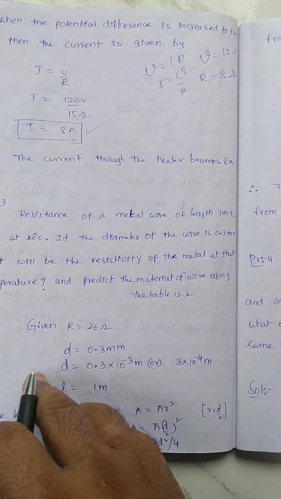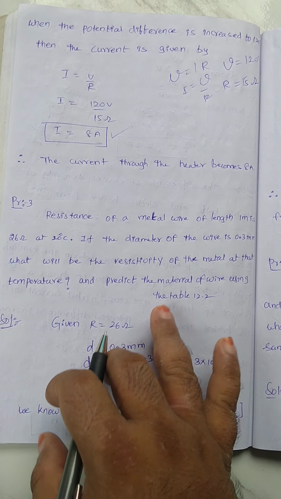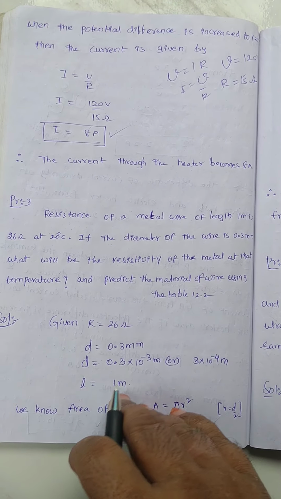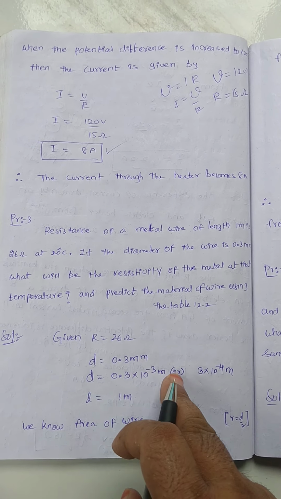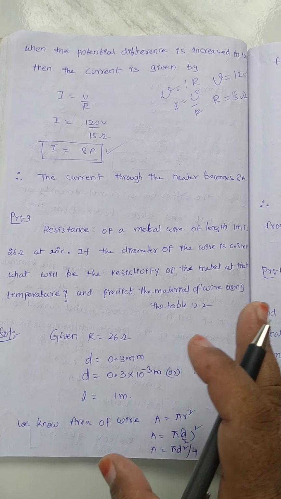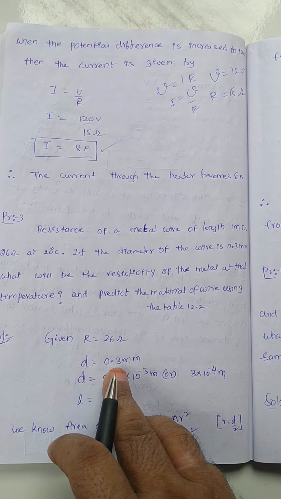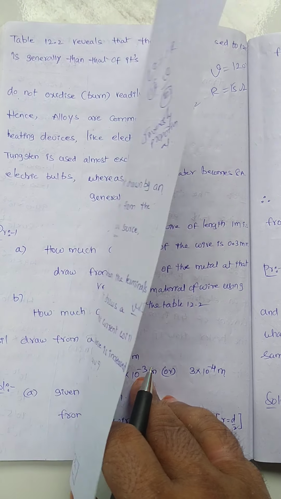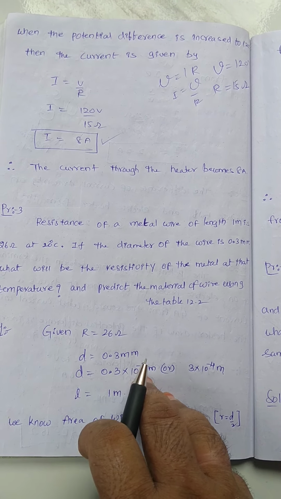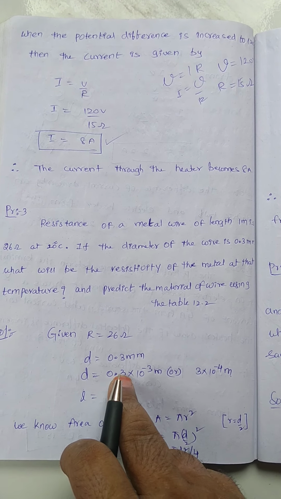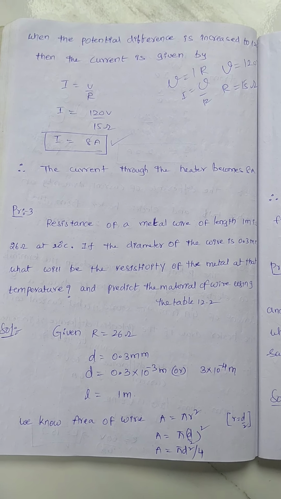So what is given? They gave 26 ohm, right? And the diameter, 0.3 millimeter, and the length, 1 meter. But we have to change millimeter into meter. Why? Because the answer should be in SI units only. Then D, diameter equal to 0.3 millimeter. 1 millimeter equals how many meters? 1 millimeter equals 10 power of minus 3 meters. Then 0.3 into 10 power of minus 3 meter is nothing but 3 into 10 power of minus 4 meter, right?